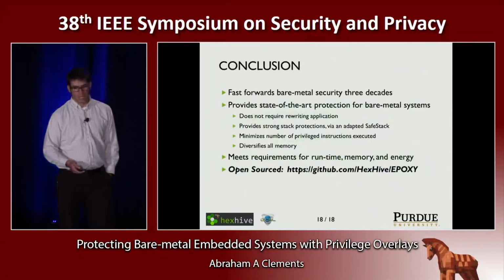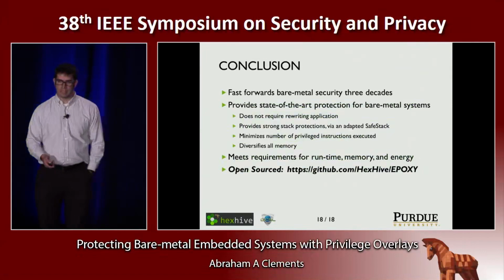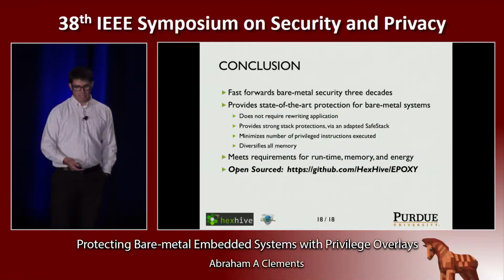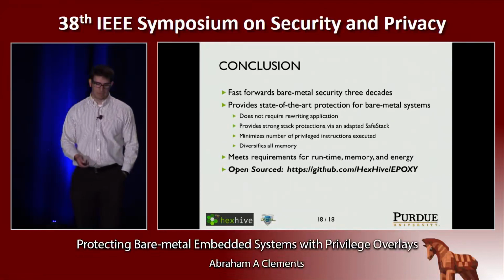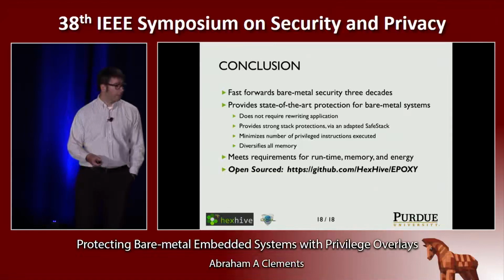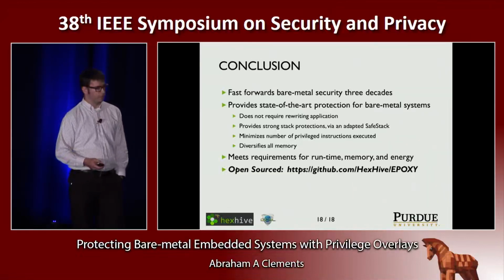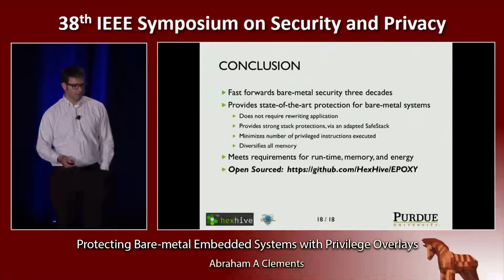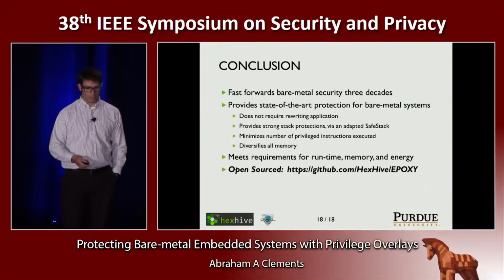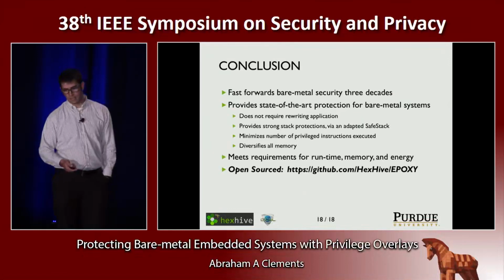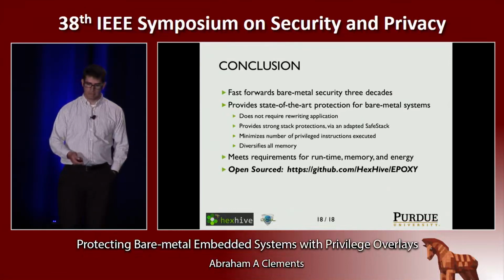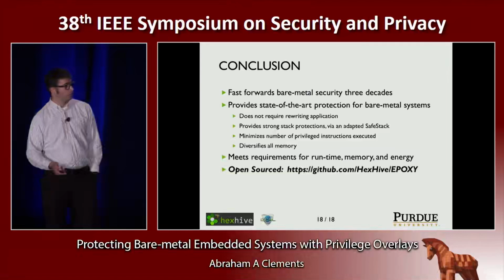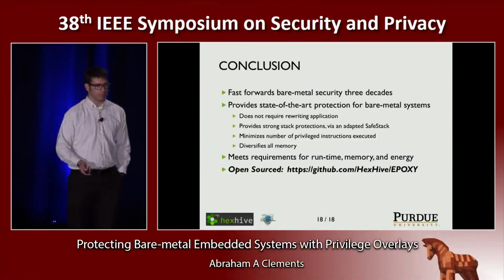In conclusion, we fast forward bare metal security 3 decades by recompiling the application. We provide state-of-the-art protections which are comparable or exceed those currently deployed on desktops. We don't require rewriting the application, provide strong stack protections by an adapted safe stack, minimize the number of privileged instructions executed, and diversify all memory. We also meet the runtime requirements for bare metal systems and memory and energy. We've also open sourced our compiler. It's available at the following location.